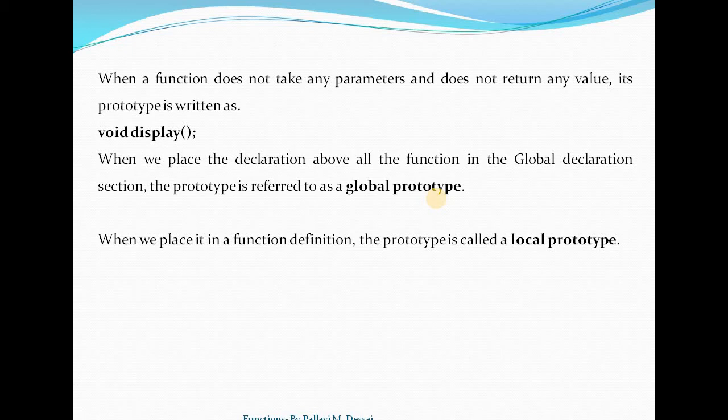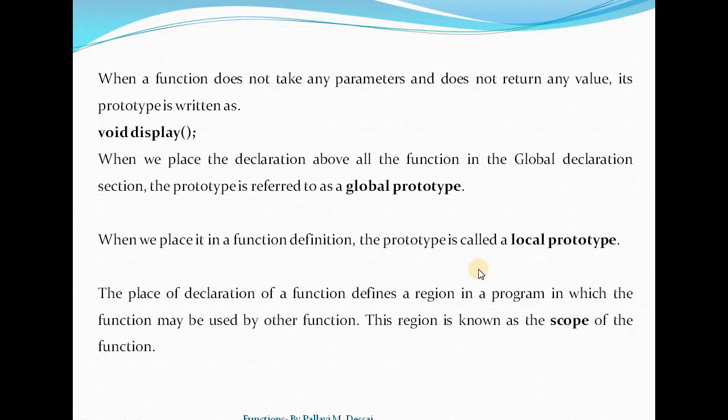When we place it in the function definition, the prototype is called as local prototype. So when we declare it inside another function, it will be used only by that particular function, and that is known as local prototype. Such declarations are primarily used by the function containing them. That is, in the function where it is declared, only that function can use that particular user defined function.